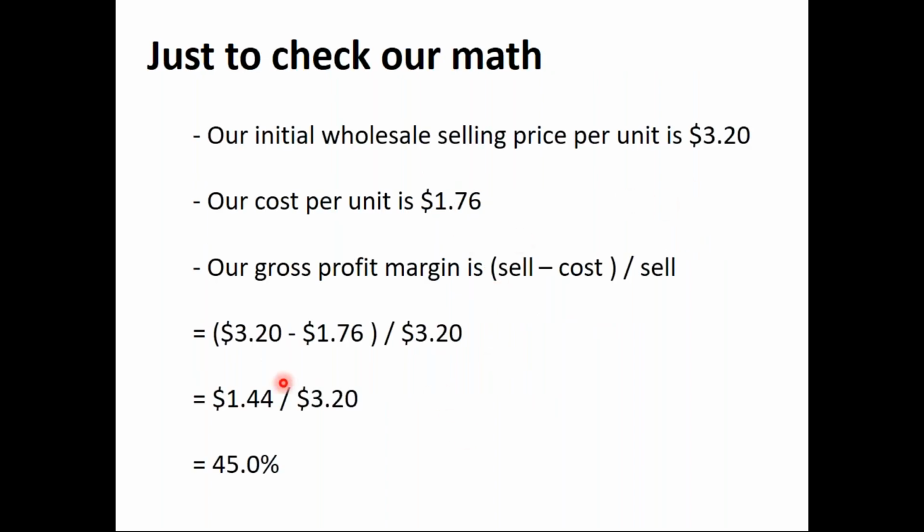Just to check our math, we had another formula where we take our sell minus our cost, divided by our sell. So remember, we calculated it to be $3.20. Our cost was $1.76. Then you divide that result by 3.20. Voila, there's our 45%.